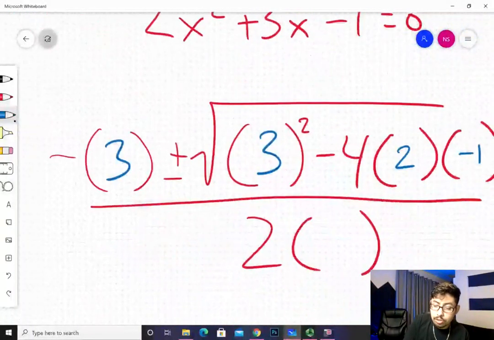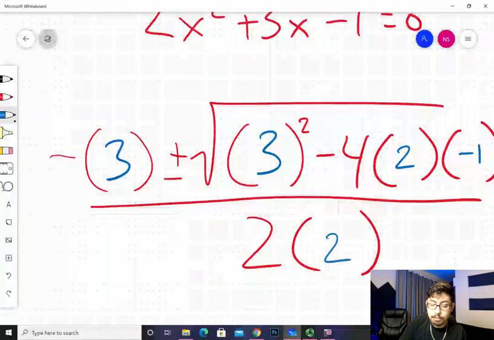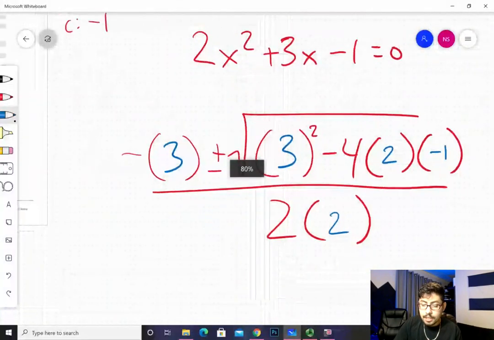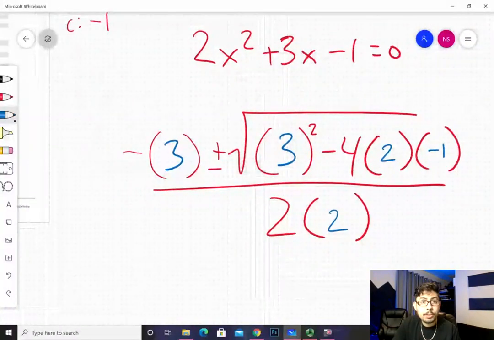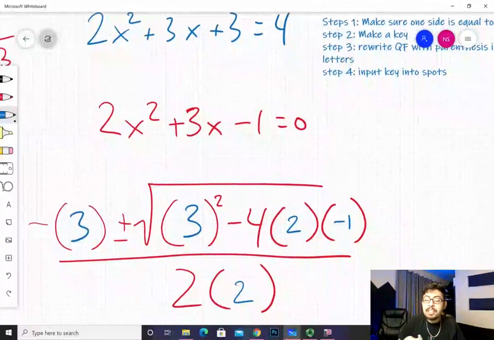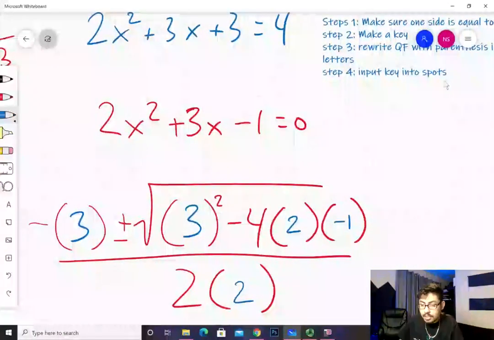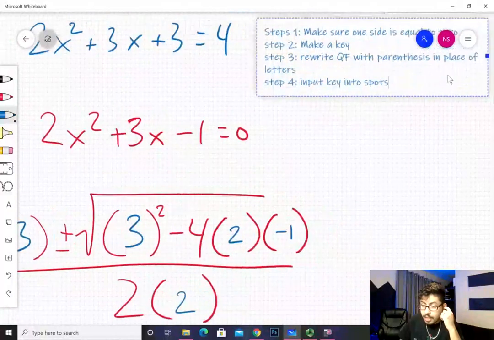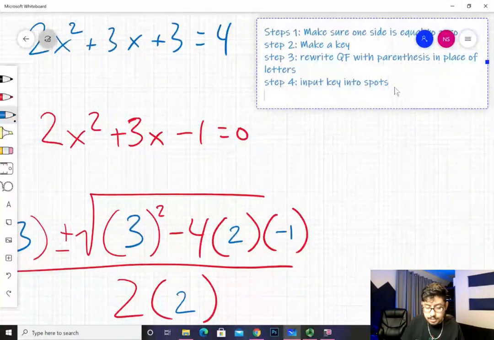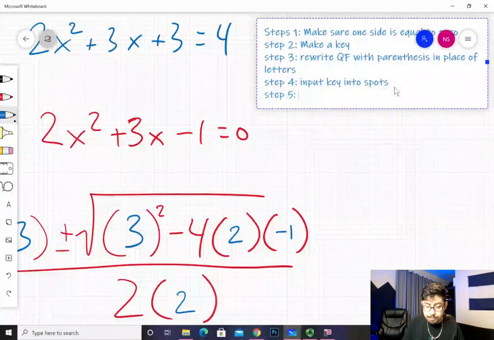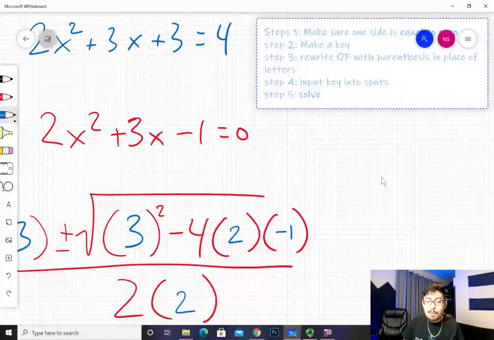And my A is 2, right? So this one was designated for the A. Boom! You've inputted your key into your quadratic formula. Guess what your step number 5 is? Step 5. Solve. How are we going to solve this, Neil?